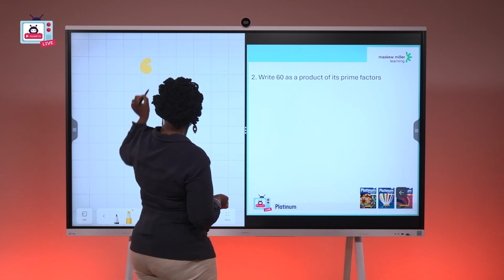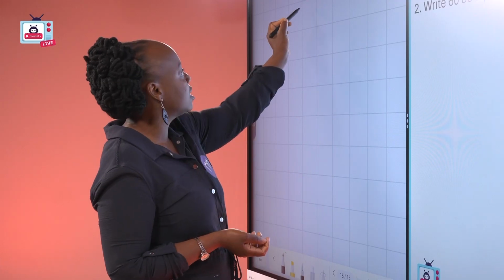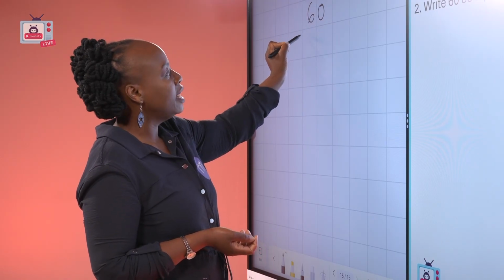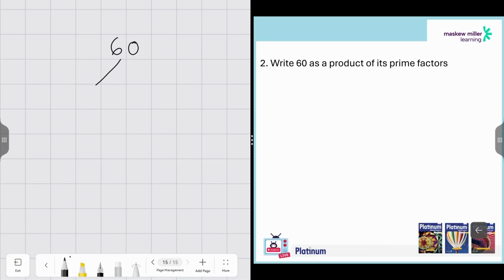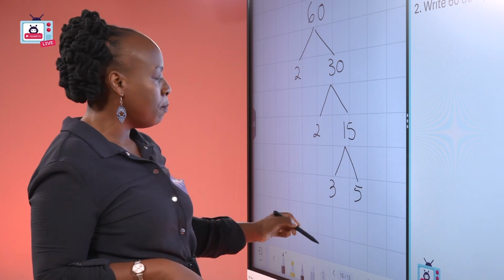You can just have your 60 there, and then you divide it by the first prime number, which is 2. So 60 divided by 2 gives you 2 and 30. Then from 30 again, divide by 2, and you have 2 times 15. Then with 15, you go to the next prime number, which is 3. Then you have 3 multiplied by 5. That will be your prime factorization.